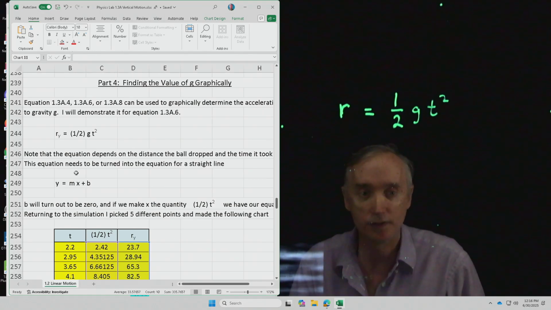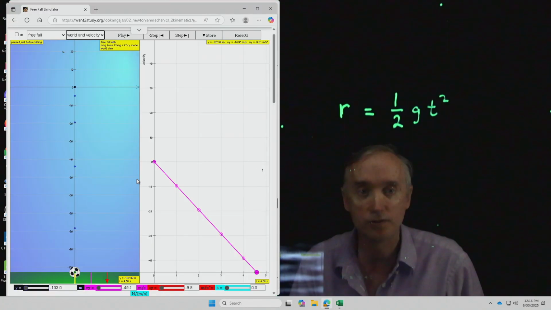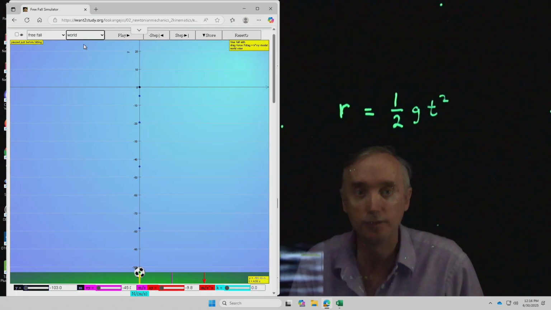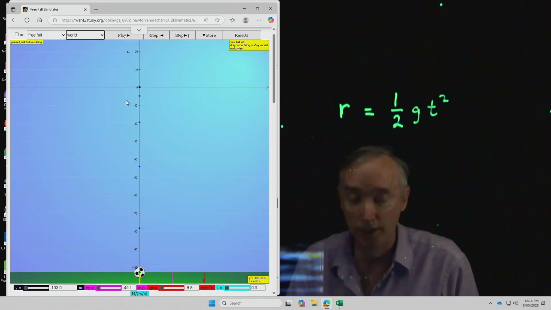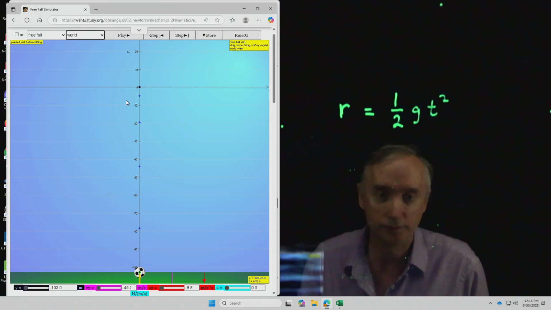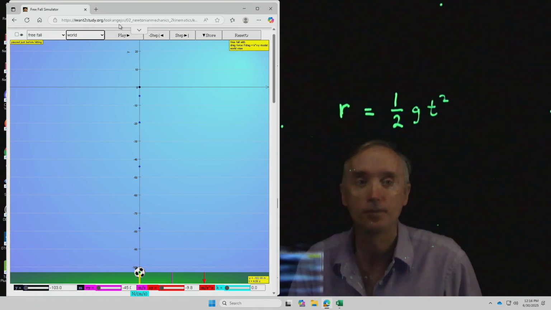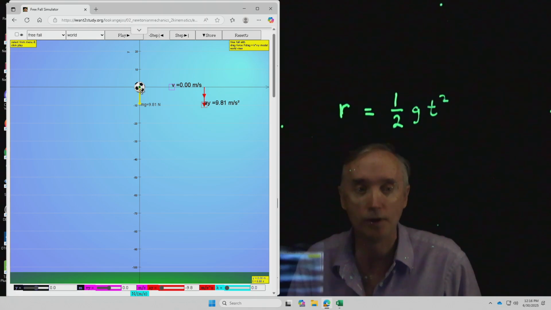So that means that when we go back to our simulation here, I don't want you to use any of these graphs. So I'm going to go back to here and I'm going to click on World again, and that gets rid of the graph. Now after you have completed it and you've figured out the acceleration due to gravity, if you want to go back and look at those other graphs and see how close you got, it's okay to do that then, but not yet. Okay, now we're going to hit the reset button so that we want the ball up here.